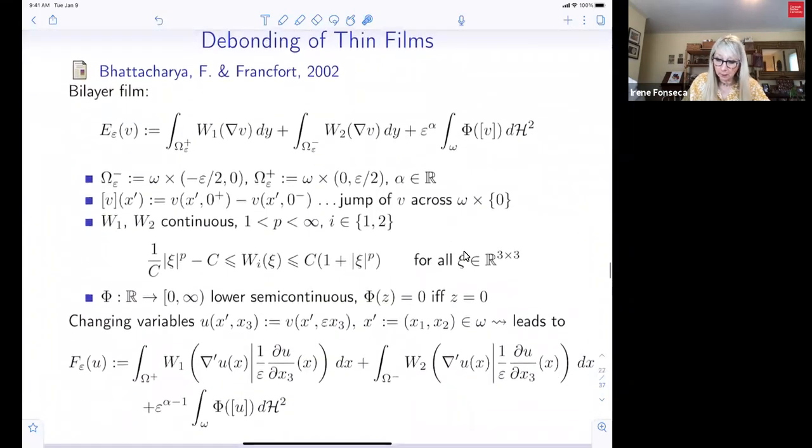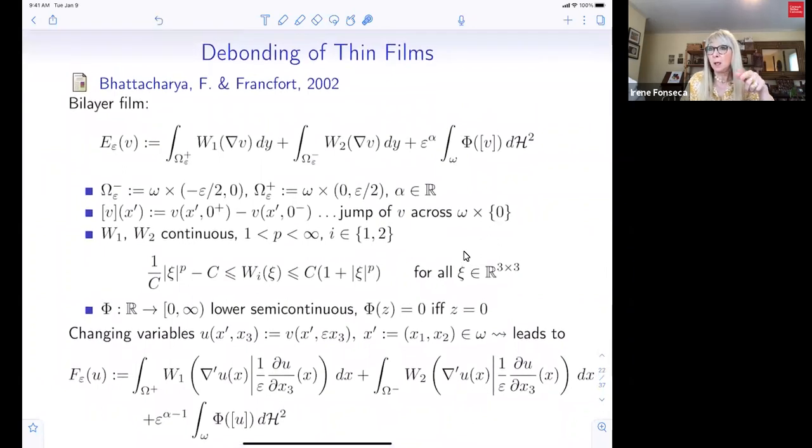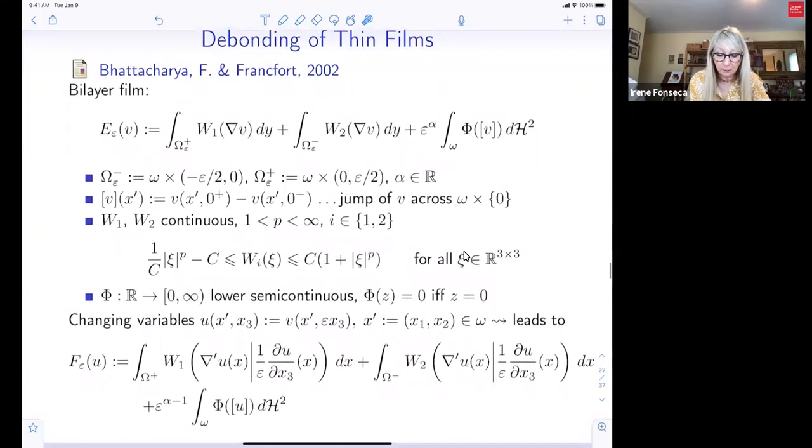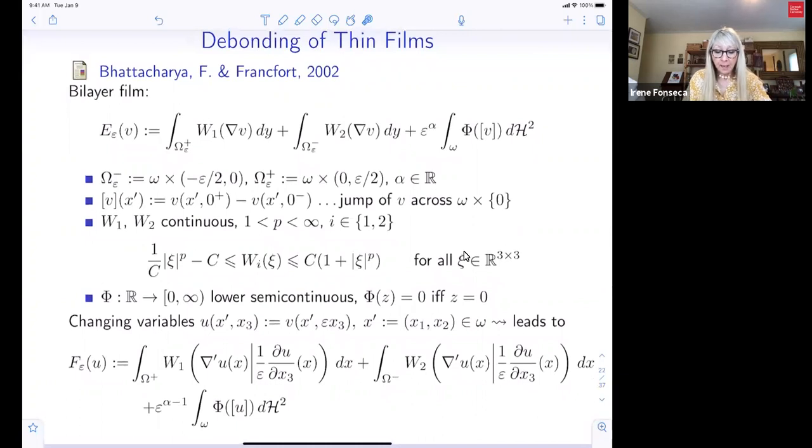Now let me also talk a little bit about debonding on thin films, and again, Jean-François Babadjian is going to talk about some of these in his new developments in his talk. So now this is the work with Kaushik Bhattacharya and Gilles Francfort. And here what we have is something a little different. So I'm going to call Omega epsilon minus the bottom part of my sample, Omega epsilon plus the upper part of my sample. And I'm going to have two different energies: W1 for the upper part, and W2 for the bottom part.